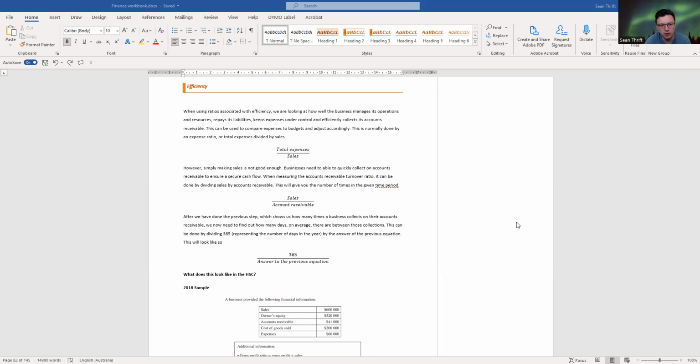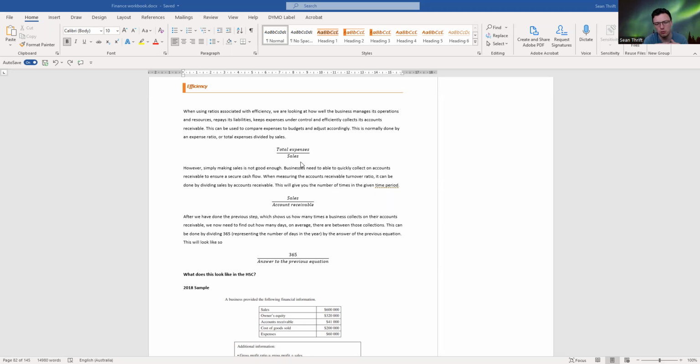Now, when we're using ratios associated with efficiency, we're looking at how well the business manages its operations and resources, repays its liabilities, keeps expenses under control, and efficiently collects its accounts receivable. This can be used to compare expenses to budgets and adjust accordingly. This is normally done by an expense ratio, or total expenses divided by sales. Now, this is what it looks like in the formula. It's total expenses over total sales.